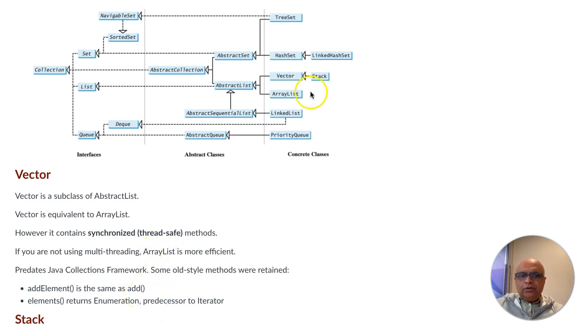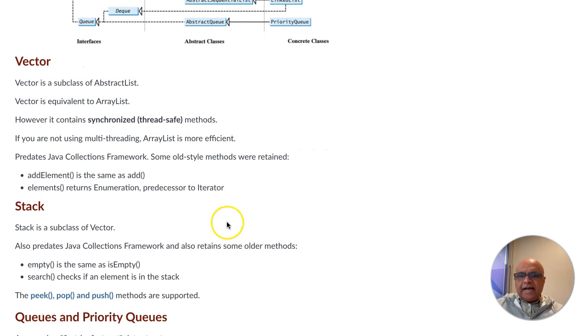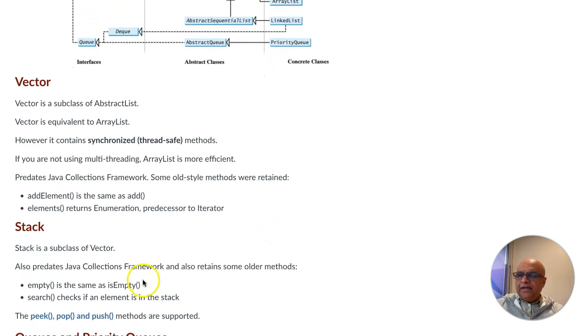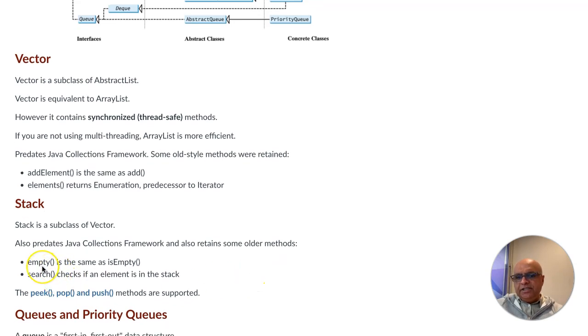Now let's talk about stack. Now stack is a subclass of vector, as you can see right here. It also predates Java Collections Framework and also retains some old methods. Empty is the same as isEmpty, and search checks if an element is in the stack. So it's got some old stuff there for compatibility reasons. Now in stack, the peek, the pop, and the push methods are supported, which give it the stack semantics.